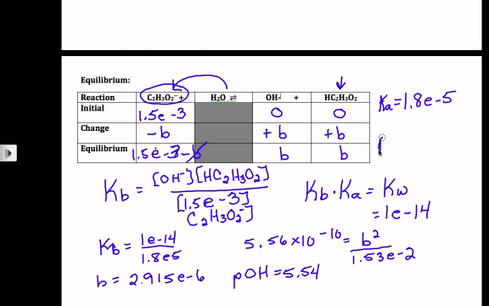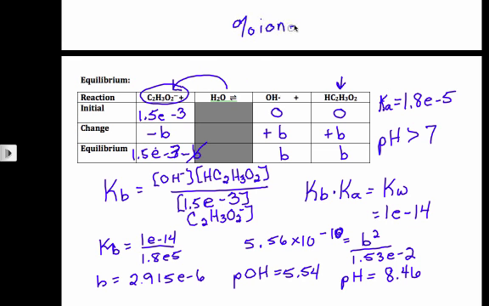It's a base. I expect my pH to be above 7. And this isn't a very strong base. Minus 10 is pretty weak base. So I don't expect it to be a whole lot above 7. And indeed it's not. The pH ends up being 8.46.